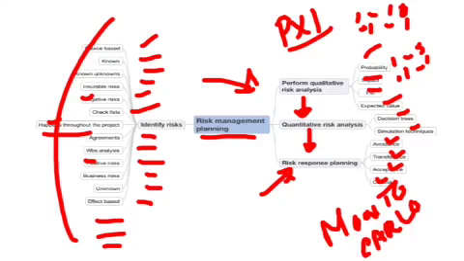Then whatever is shortlisted, we perform quantitative risk analysis, which is primarily simulation techniques, and whatever comes out of that, we apply risk response planning. So this is the flow of the risk management processes under the planning process group of PMBOK version 5, which is the latest. I hope that you got a fair idea of the workflow of risk management.